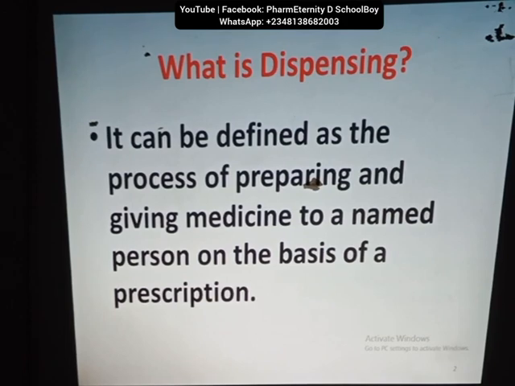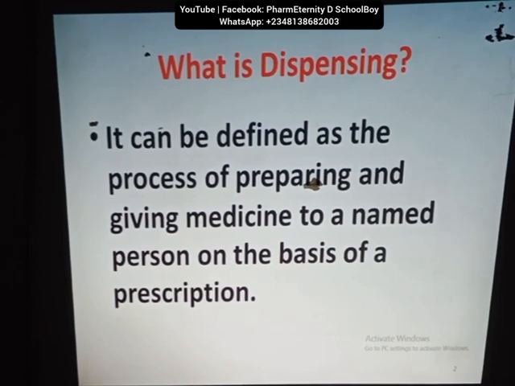We'll go into that in detail, but I just wanted to mention here that dispensing goes beyond just giving the medicine to a patient. The medicine needs to be prepared, and it has to be on the basis of a named person. You don't just give medicine to a person that is not named. It's important these things are documented. So the prescription should bear the name of the patient, and this dispensing should also be on the basis of a prescription.